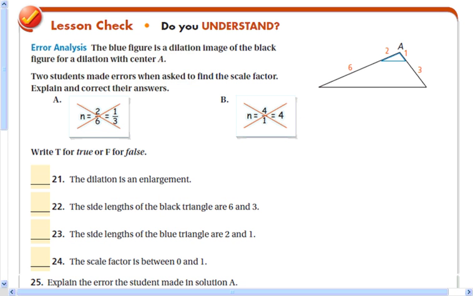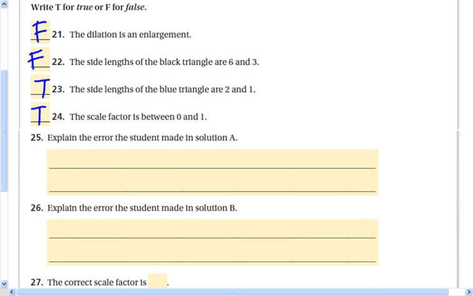All right, lesson check. The blue figure is a dilation image of the black figure for a dilation with center A. Two students made errors when asked to find the scale factor. Explain and correct their errors. So the dilation is an enlargement? That's the blue one. That would be false. The side lengths of the black triangle are 6 and 3. That would be false. The side lengths of the blue triangle are 2 and 1. That's true. The scale factor is between 0 and 1. That would be true because it's a reduction. And so the error they made: the side length of the black triangle is 8, not 6. So let's just say they made an error on the side length of the black triangle.